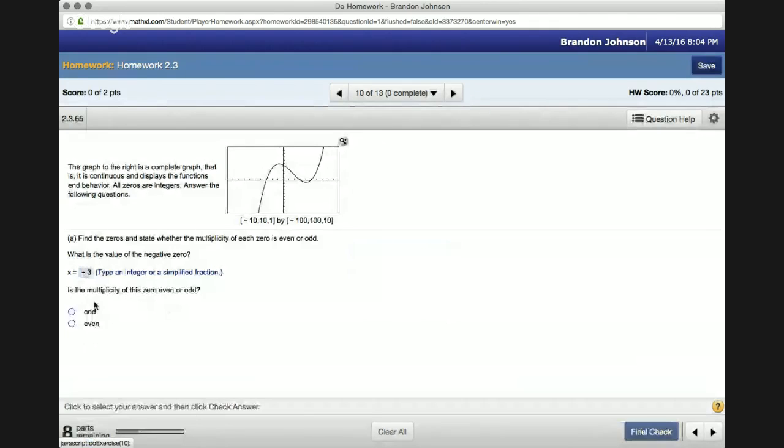Then it says this: is the multiplicity of this zero even or odd? Now, I'll be honest, this was not something that we hit on within the previous section. You would really have to watch this podcast in order for this to happen. Now, to answer this question, let's do this. Let me get out of here.